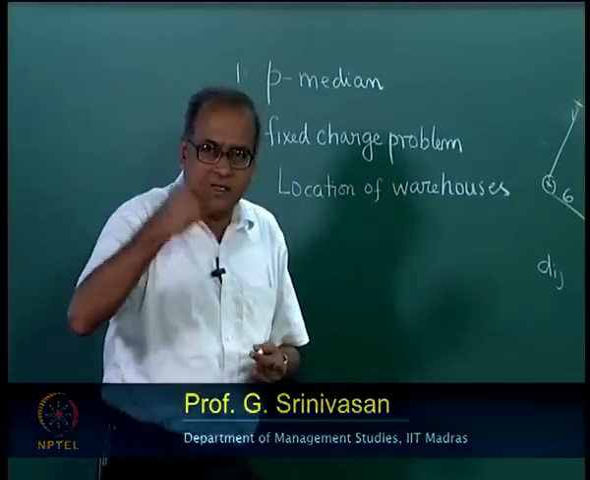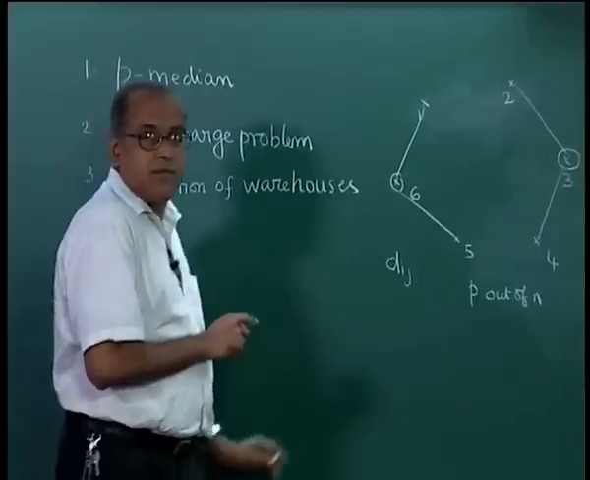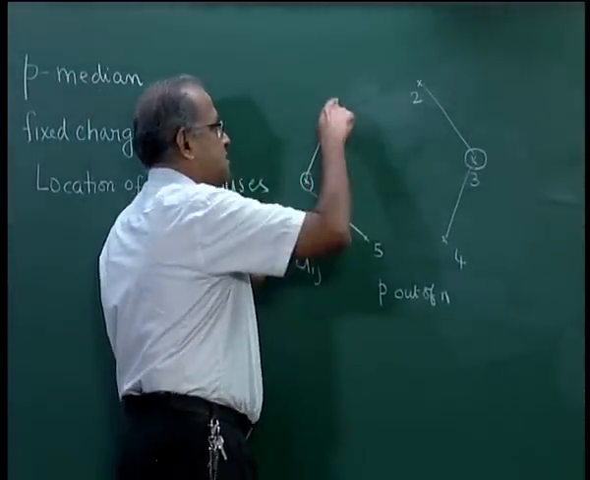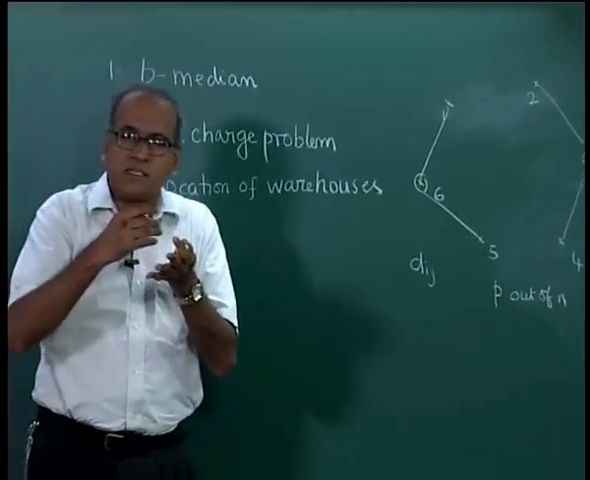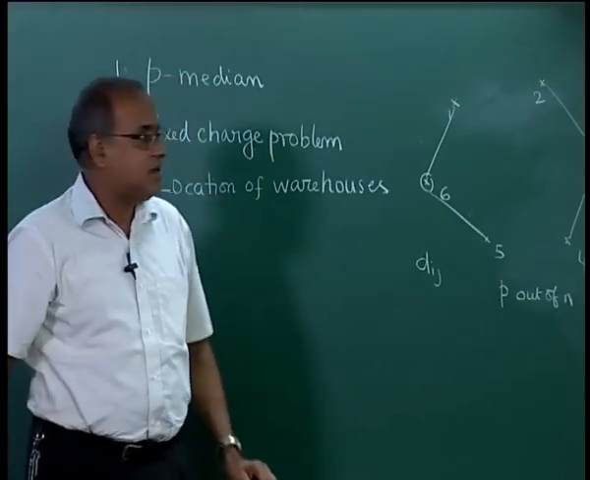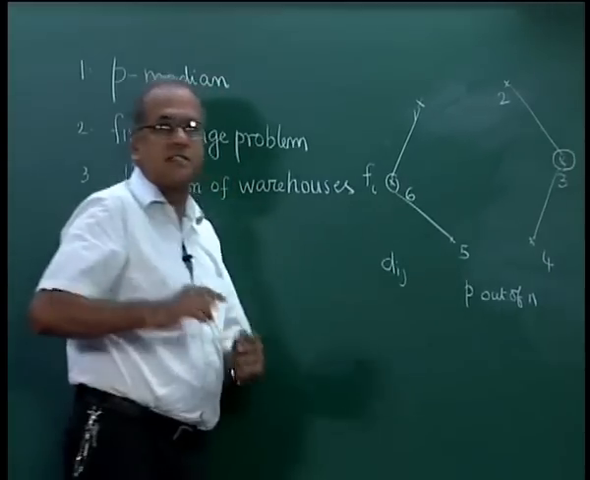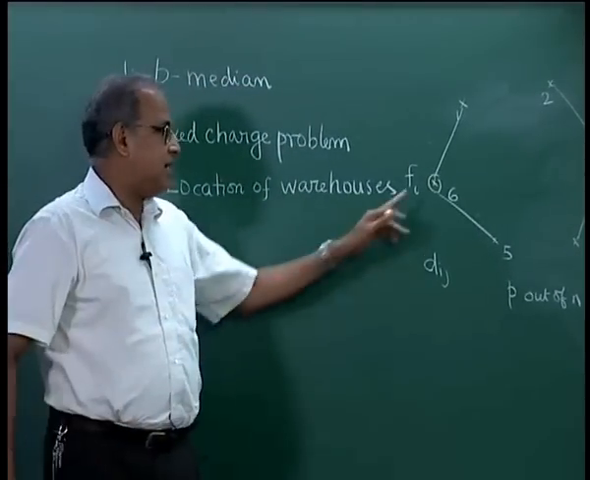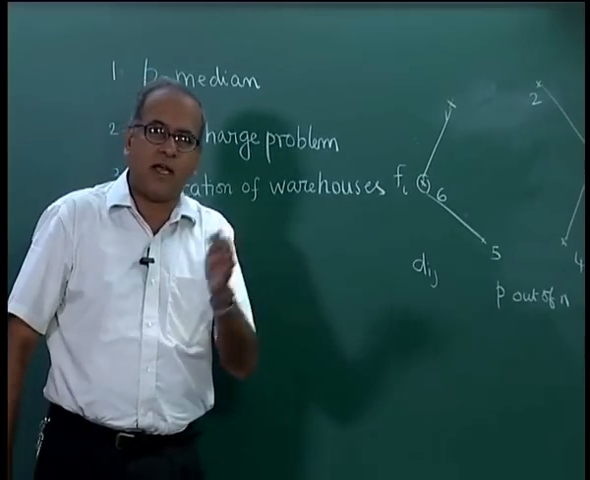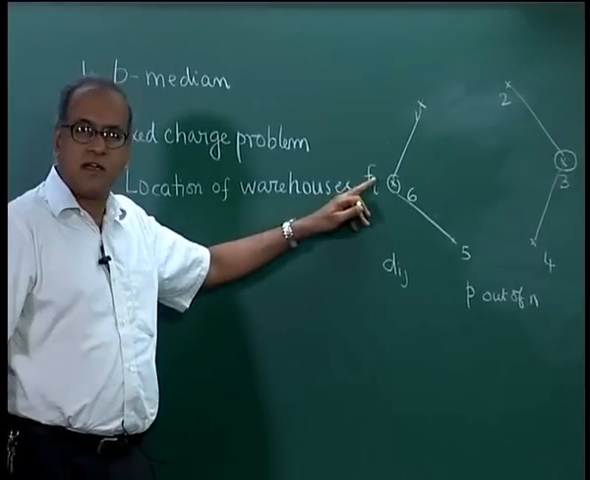Now, when we extend this P median problem, in the P median problem we are going to assume that whether I make this one a factory or this one a factory, the cost of making it a factory is the same across all the points. Now, in the fixed charge problem I am going to give an Fi, which is the fixed cost of making a factory at this location. So, the problem changes to Fi Yi plus Dij Xij. So, there is going to be a fixed cost.